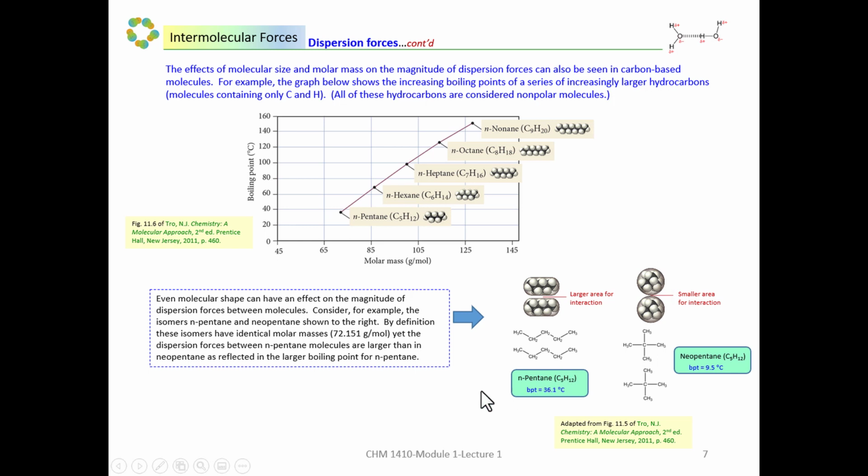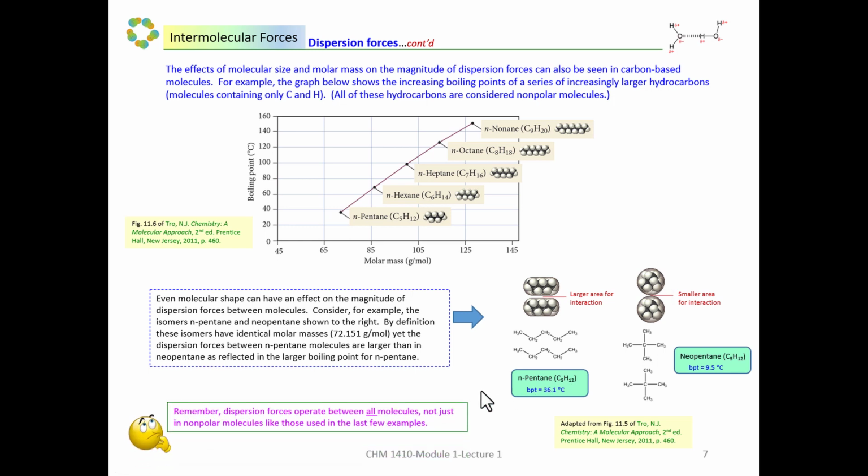So remember, dispersion forces operate between all molecules, not just in nonpolar molecules like those used in the last few examples. So going forward, when we talk about polar molecules, you can't forget about dispersion forces.